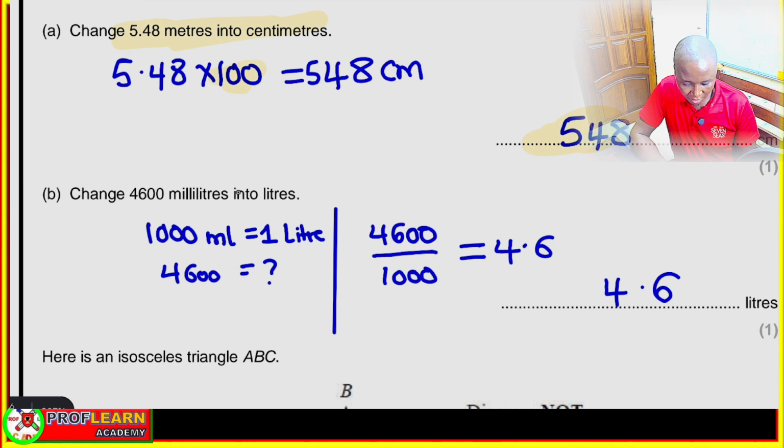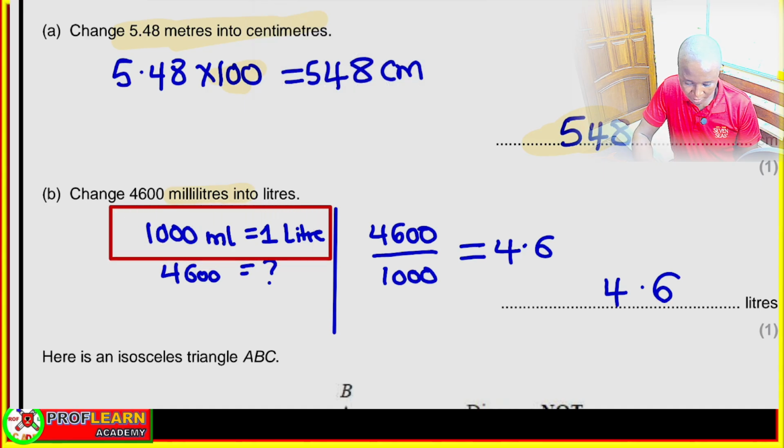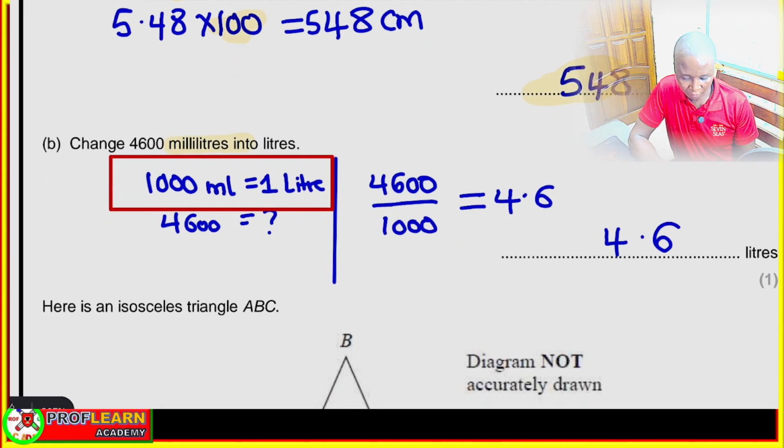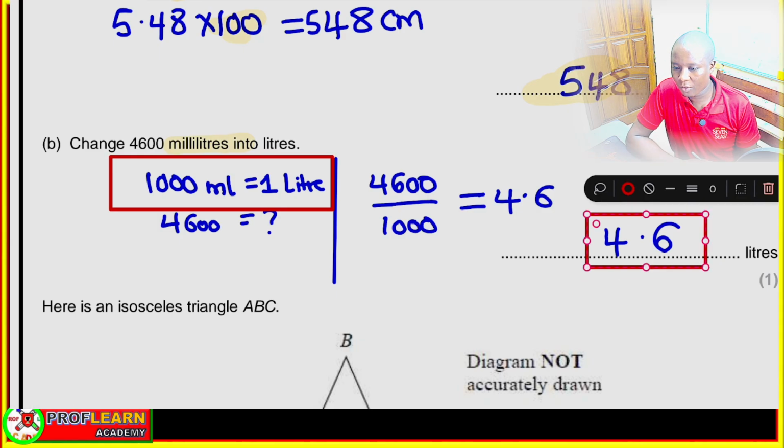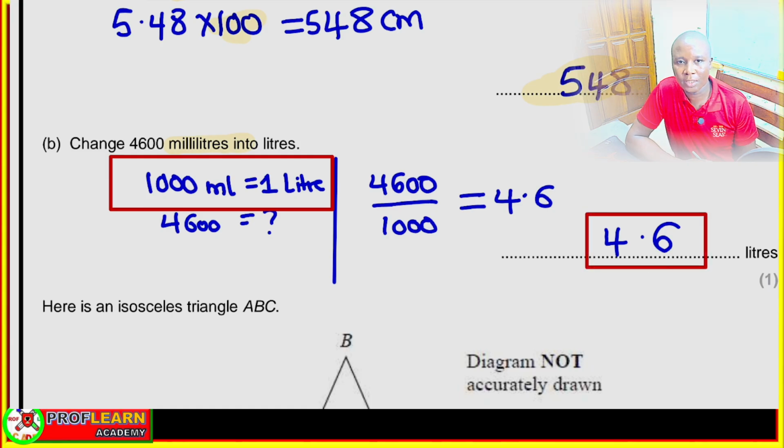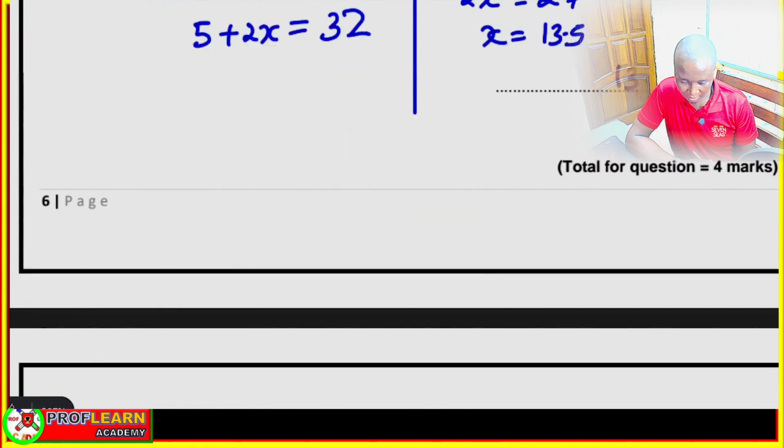Changing milliliters to liters. So the most important thing that as a candidate you are supposed to remember is that 1000 milliliters is equivalent to what? Is equivalent to 1 liter. Then you can ask yourself, 4600 milliliters will be equivalent to what? Then there you are supposed to divide, and if you divide, you are going to get your answer being equivalent to 4.6 liters.